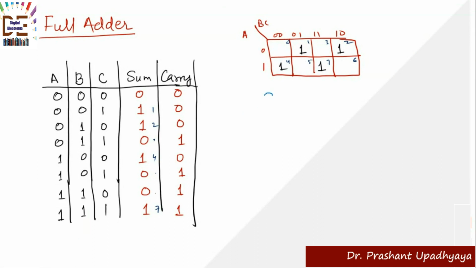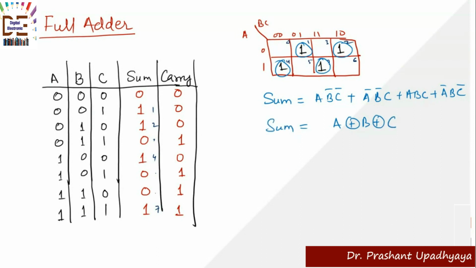If you find the solution for this, the sum will come. For this we will get A, B bar, C bar. For this we will get A bar, B bar, C. For this we will get A, B, C. And for this we will get A bar, B, C bar. And this is nothing but your A XOR B XOR C.